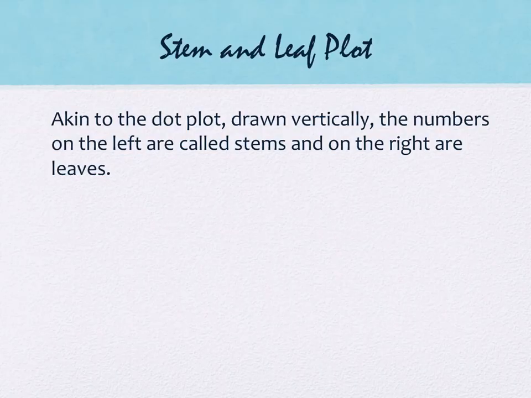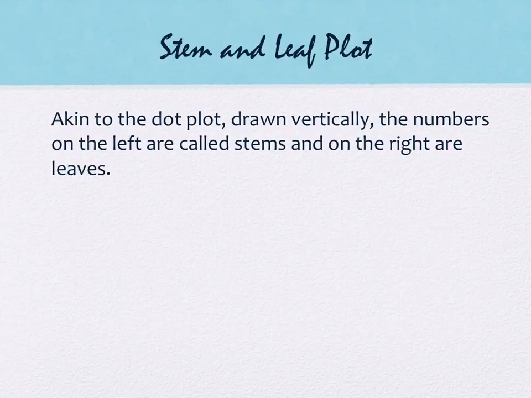So this is called a stem and leaf plot. In a stem and leaf plot, it's akin, not like Dr. Aiken, but akin to the dot plot, meaning it's kind of like it. It's drawn vertically, and the numbers on the left are called stems, and the numbers on the right are called leaves. Okay? So a really good use of this is with grades.